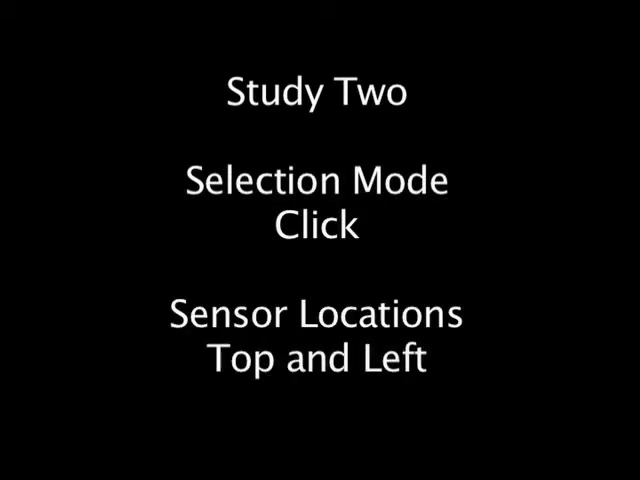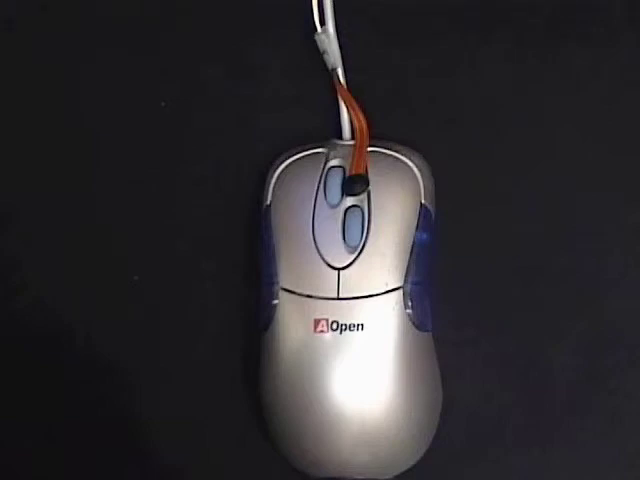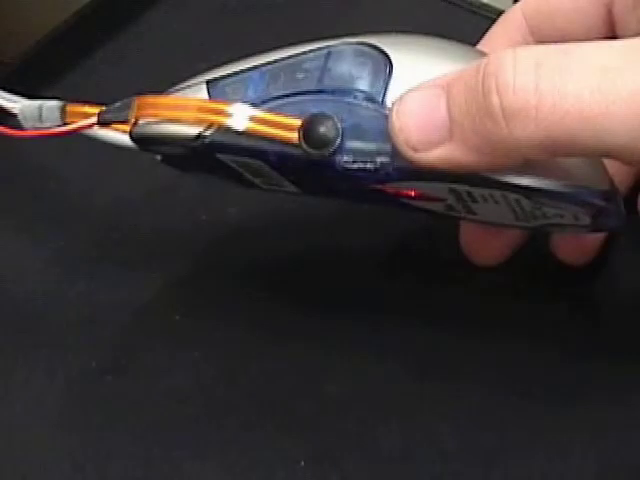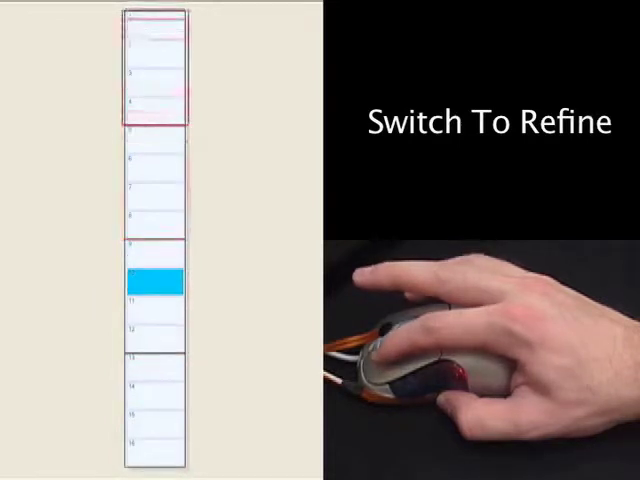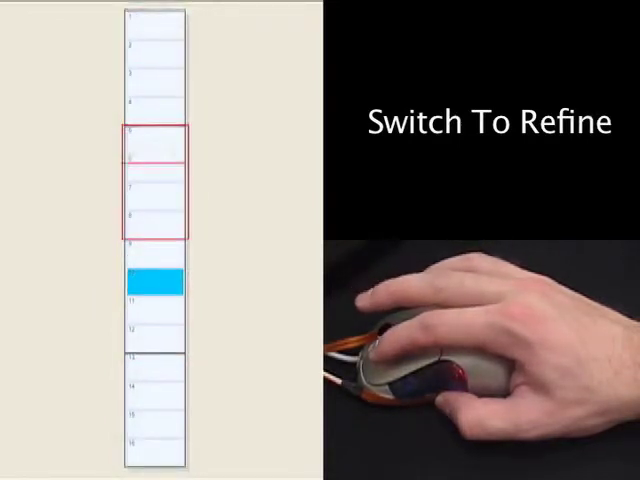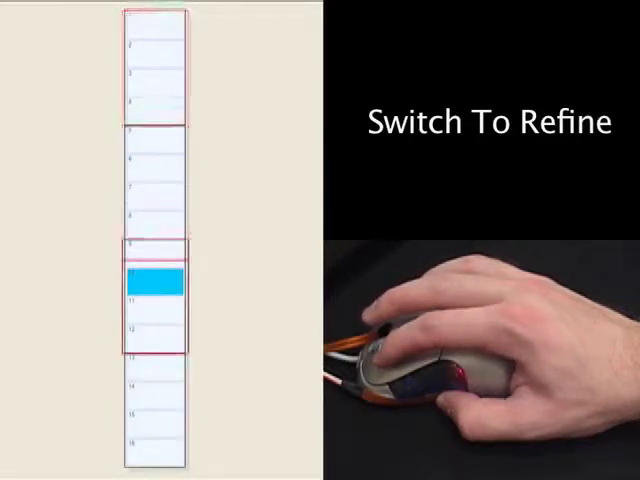Carrying over the best selection mode and sensor locations from the first study, we performed a second study to compare unipressure augmentation with dual pressure augmentation. We developed 2 novel dual pressure selection modes. The first, called Switch to Refine, is based on breaking up the menu into smaller groups. By applying pressure to the thumb sensor, the user has control over which group of targets is currently highlighted.